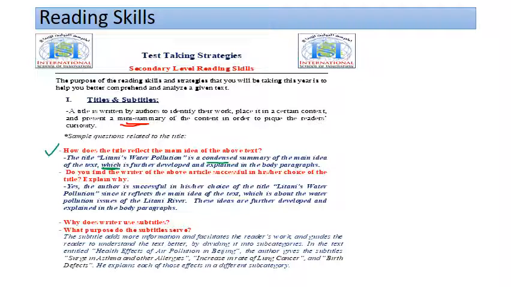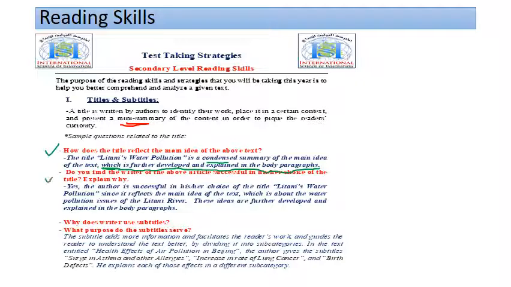Tell me what it's about, which is further developed and explained in the paragraph, or which is about the amount of pollution or the type of pollution in the Litani waters, and those ideas are fully developed and explained in the body paragraph. So don't stop at saying it's a mini or condensed summary. It's a condensed summary of the main idea of the text, which is about.